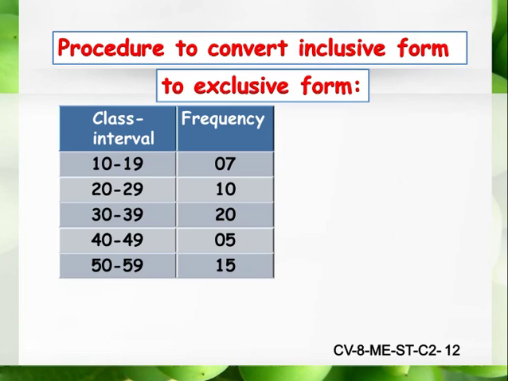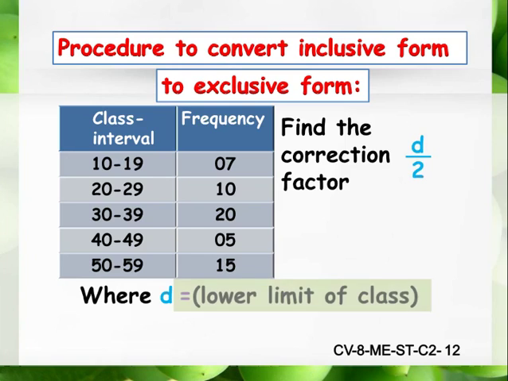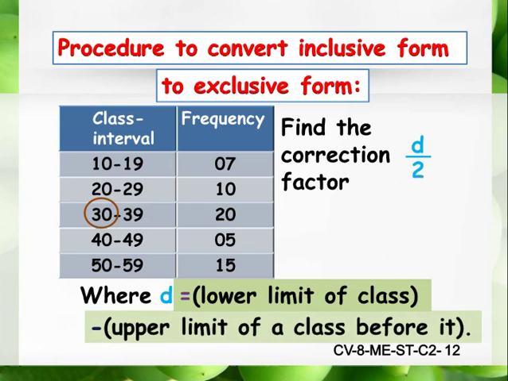How it is converted? We have to subtract 0.5 from the lower limit and add 0.5 to the upper limit of the class interval. So we have to find the correction factor here. Yes, it is d by 2, where d is nothing but lower limit of class interval minus upper limit of class interval before it.